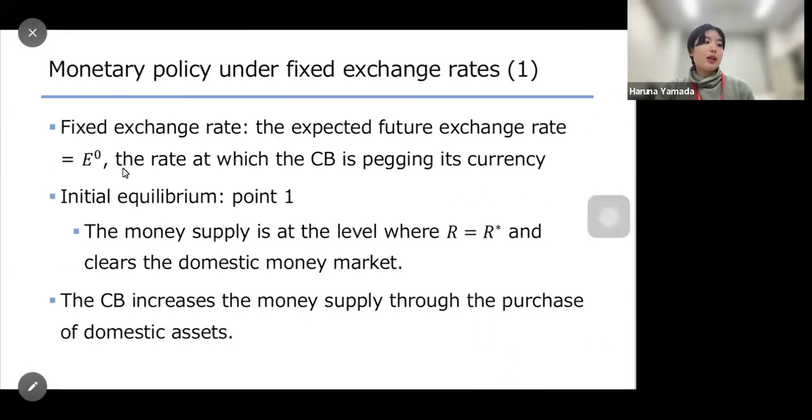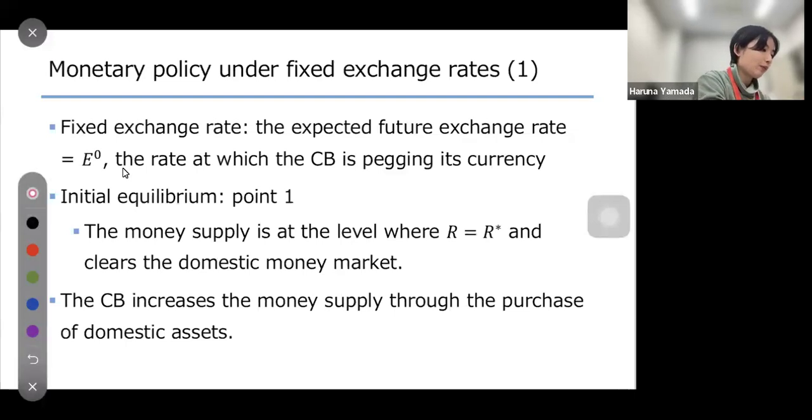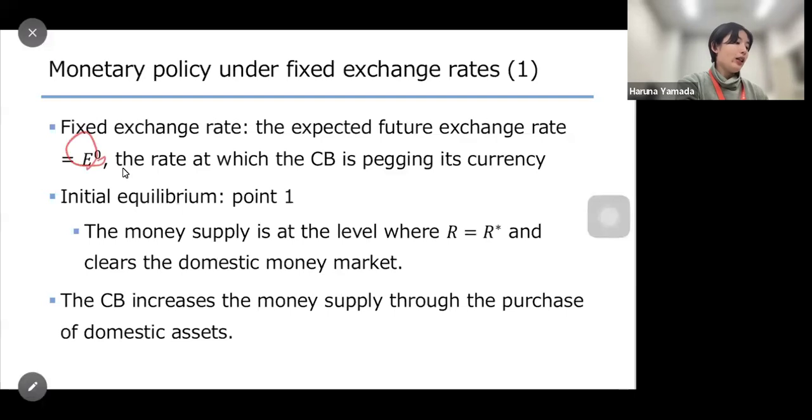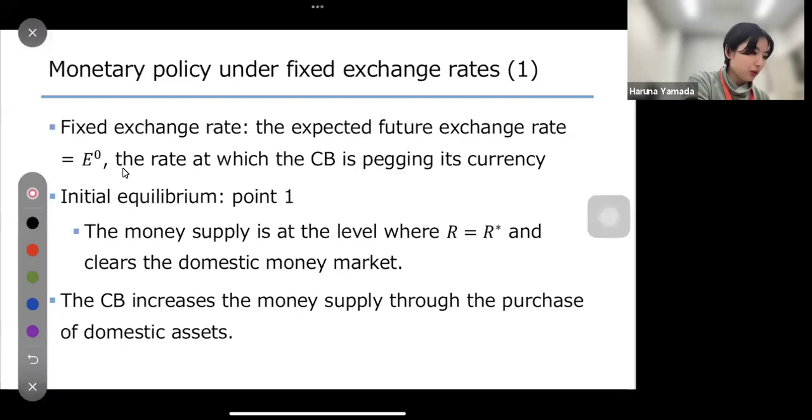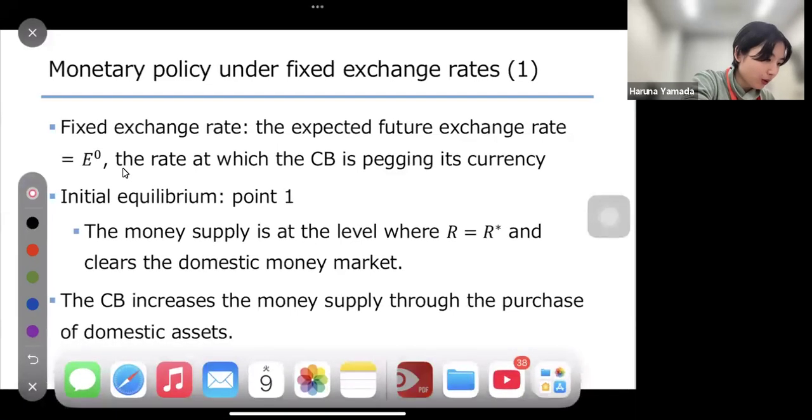Okay, let's move on to monetary policy and the fixed exchange rate. Suppose we are facing a fixed exchange rate, which means the expected future exchange rate is equal to the rate at which the central bank is pegging its currency. We refer to this rate as E0. Now I want to show you the graph.